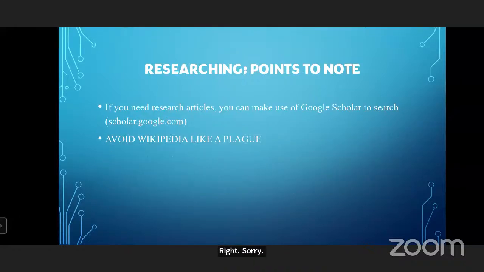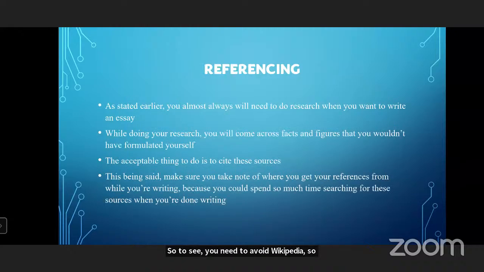Okay. Yes. So if you want to turn in a good essay, like an essay that is worthy of recommendation, that is worthy of winning, so to say, you need to avoid Wikipedia. So moving forward, I'm done with the aspect of researching.